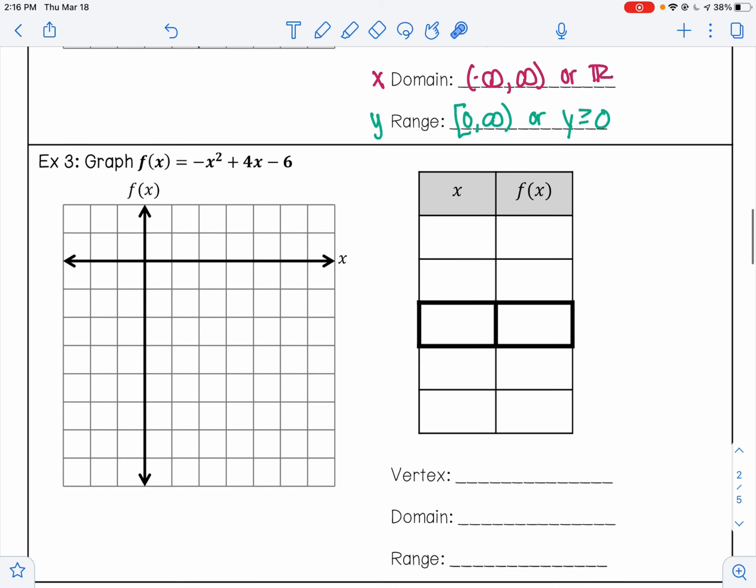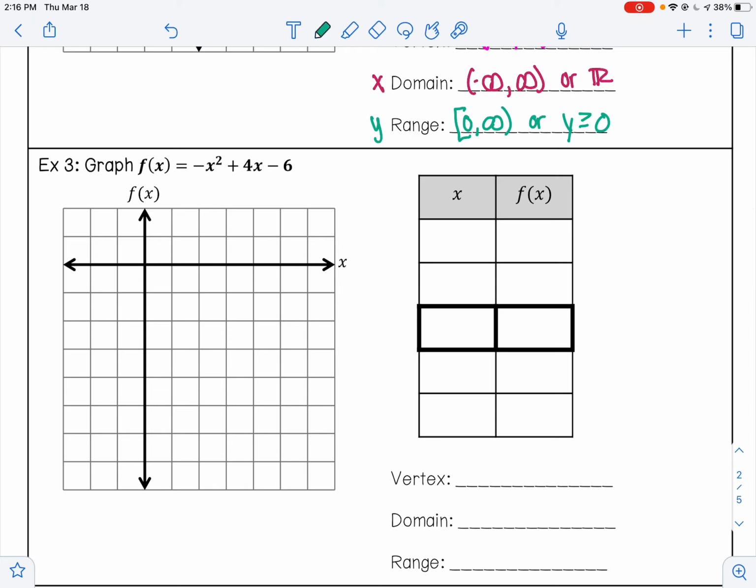Now let's try example 3. We're going to do the same exact process. First thing that I'm going to do is identify A, B, and C. So here A is -1, B is 4, and C is -6. Once I know those things, I can go ahead and plug into -b over 2a to find the x-coordinate of my vertex. So I'll have -4 over 2 times 1. So that will be -4 over 2, which equals -2.